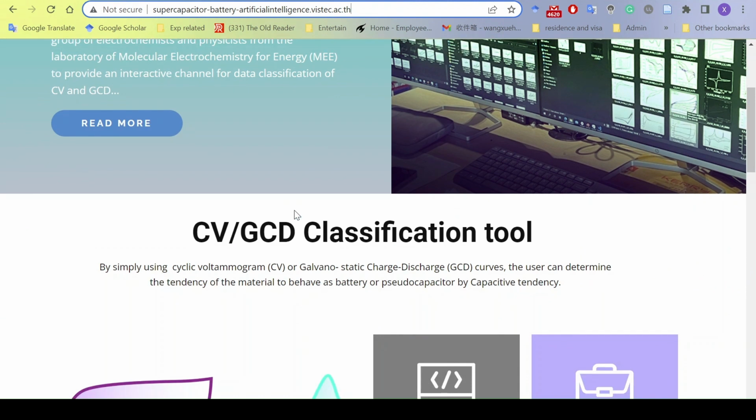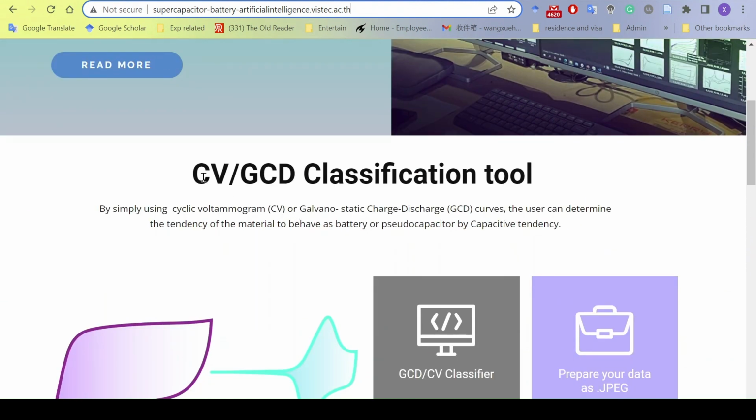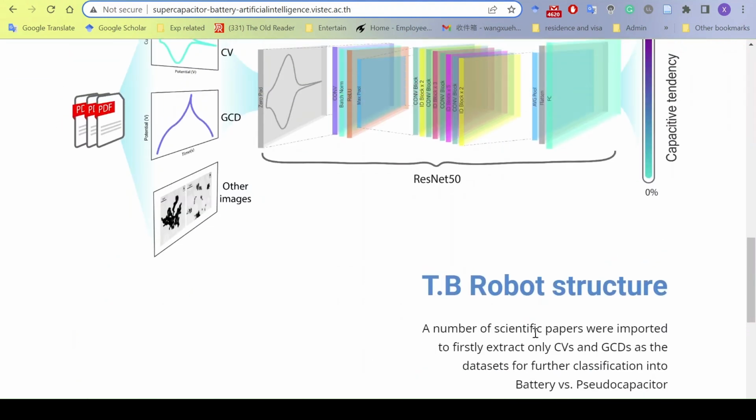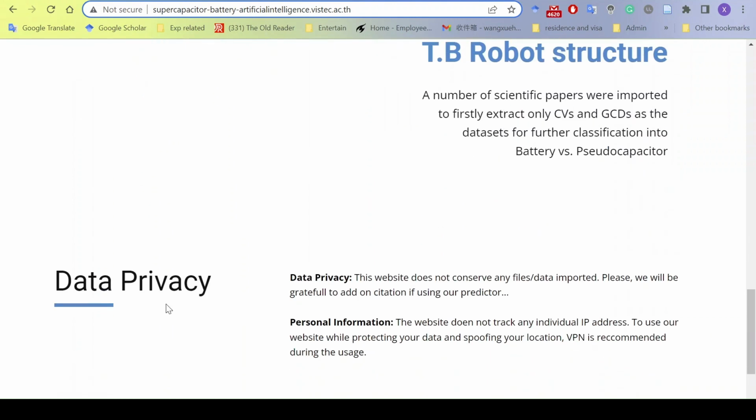Basically, this website says it can tell the charge storage mechanism, whether it is a battery, pseudocapacitor or a capacitor, based on the CV and GCD curves. And it claims that a number of scientific papers have been imported and used as the data for its analysis. There is also some data privacy information here. As I said, I'm using CVs from my own papers. One reason is that I know the charge storage processes of my CVs better, and the second is to avoid copyright issues.